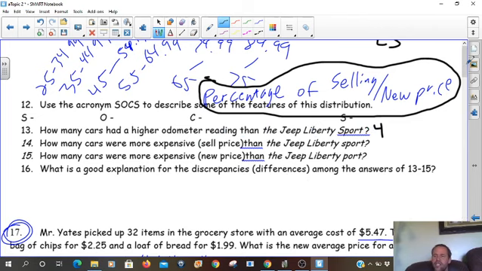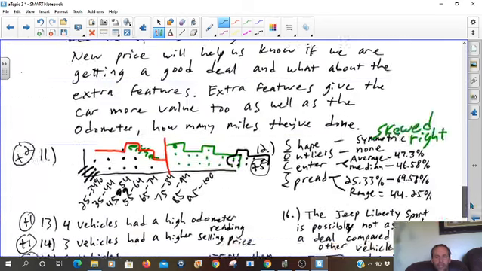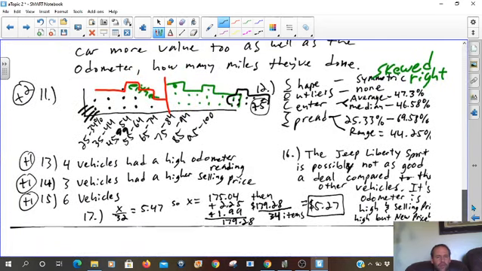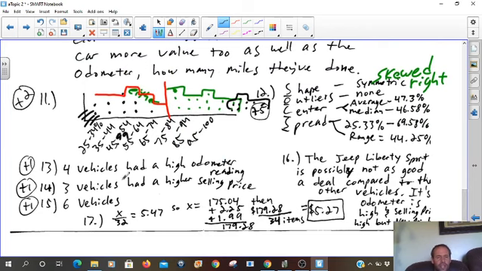And so basically, just to go over that with you, because I know that might have been kind of confusing. So 4 vehicles had a higher odometer reading, 3 had a higher selling price, and then 6 vehicles had a higher new price. So basically, the Jeep Liberty Sport is possibly not as good a deal compared to the other vehicles. Its odometer is too high, and selling price is high, but new price isn't. That's kind of weird. So basically odometer is kind of the big reason why. So make sure you put that as the big reason there.